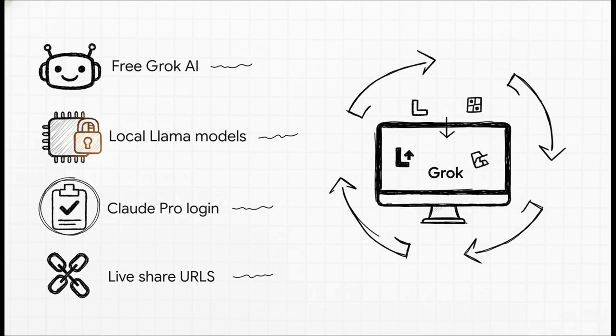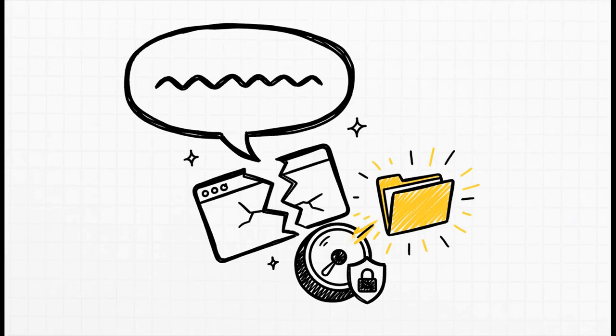You can also seamlessly log in with your existing Claude Pro subscription, meaning you don't have to mess around with confusing pay-per-use API keys. And wildly, you can even generate a secure URL to share your live terminal session with a friend. You can literally swap between all these different models right in the middle of a project. It's crazy.